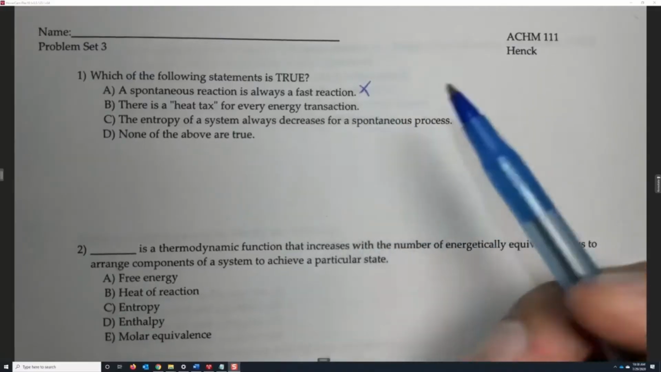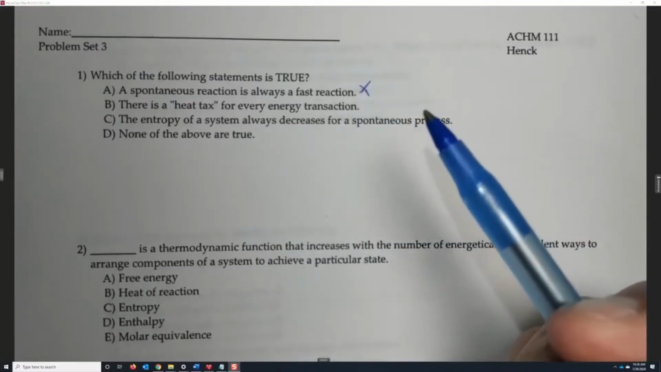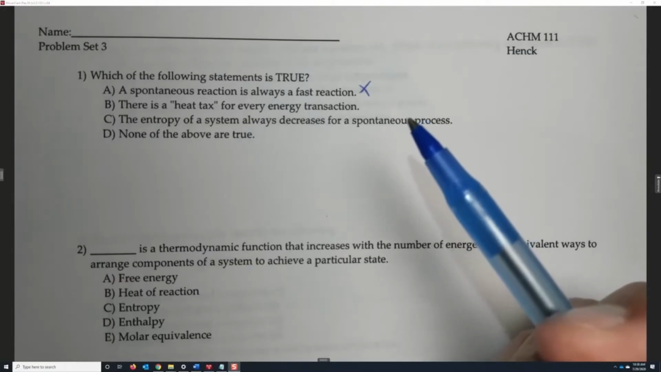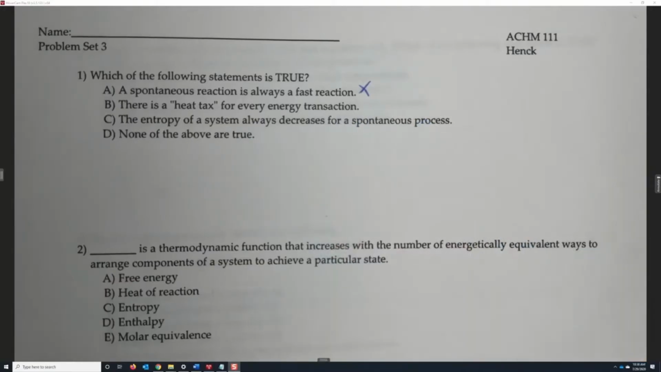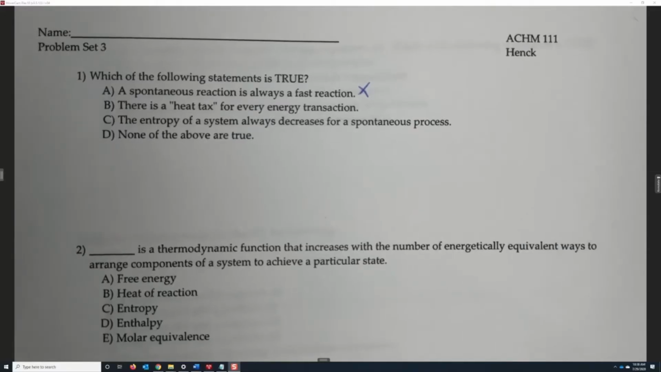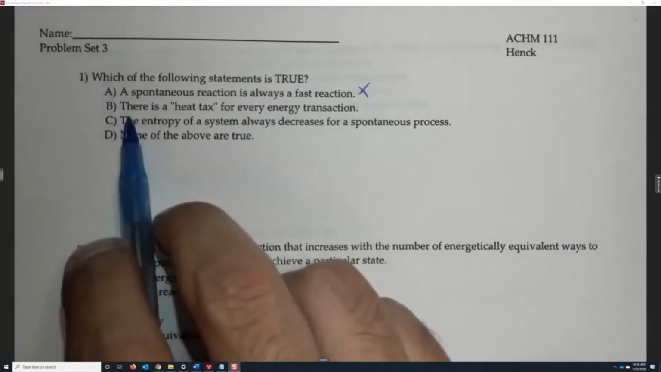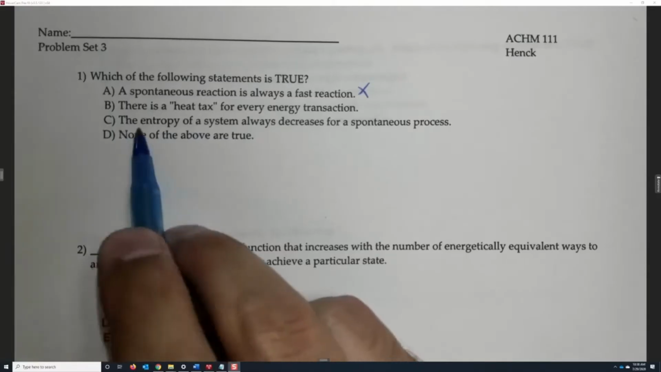In the lecture, I gave the example of a diamond spontaneously turning into coal. A diamond will spontaneously turn into coal, but it might take 1,000,000 years. Sorry, I'm making up the time frame there, but it's an incredibly slow process. All right, the second answer is the answer, so let's look at number 3, C.